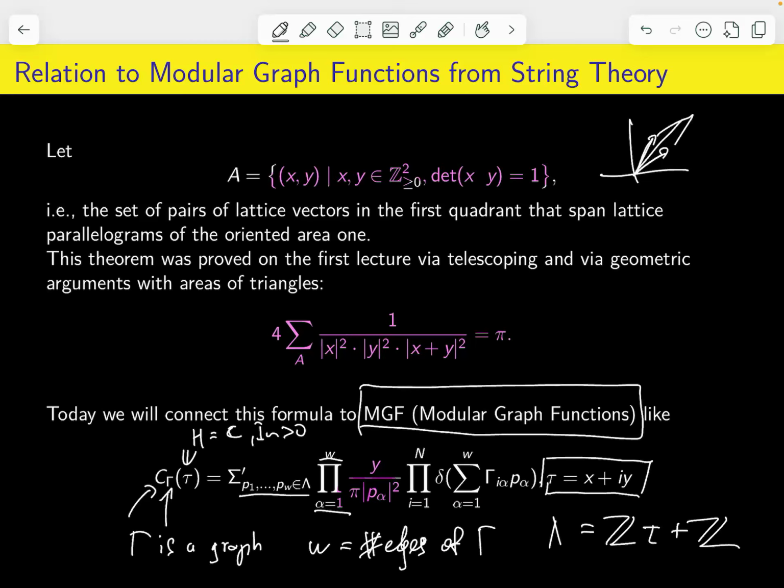And so you see lattices, you see certain products, and so far we cannot say much about this product of delta functions, but it will be on the next page. So that's the main object in this modular graph functions topic. Now let me explain what that is.